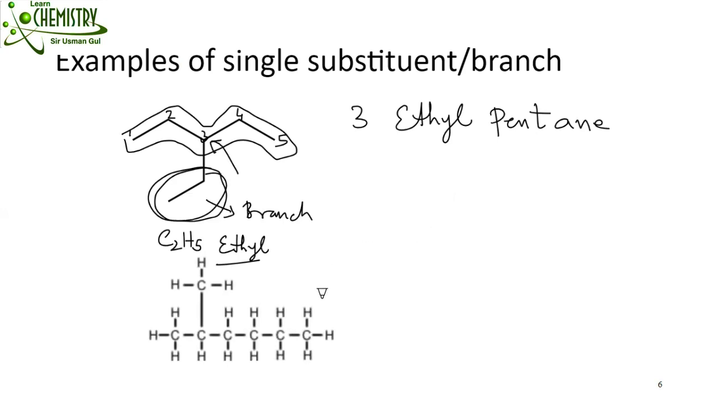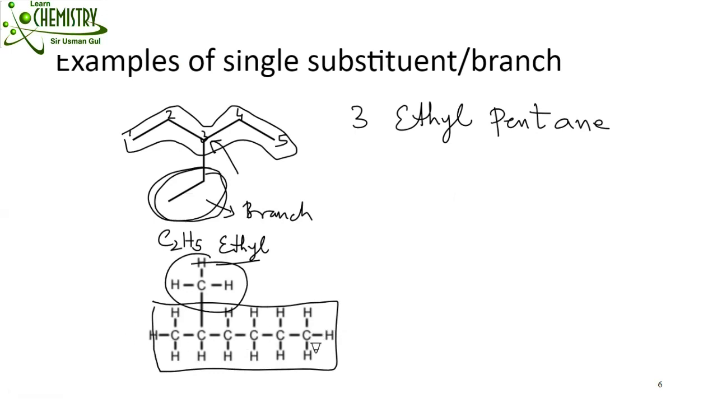Moving forward, let's suppose this is another example. So first I will select the longest carbon chain. This will be the longest carbon chain because it has how many carbons? 1, 2, 3, 4, 5, 6, and this will become a branch. So what do you think? Where should I start the numbering, from the left hand side or the right hand side?